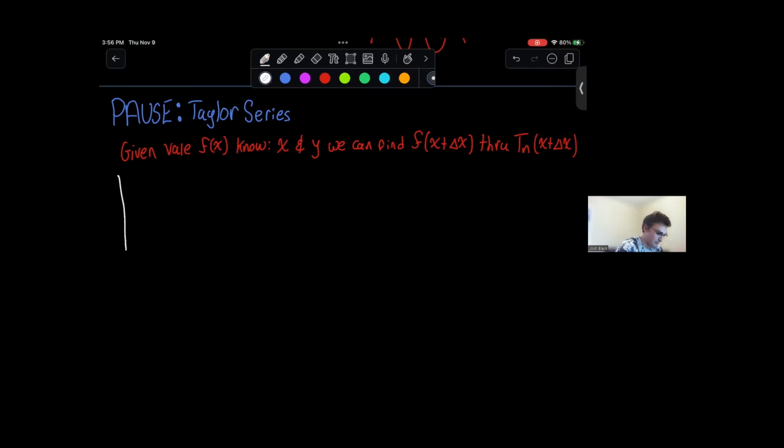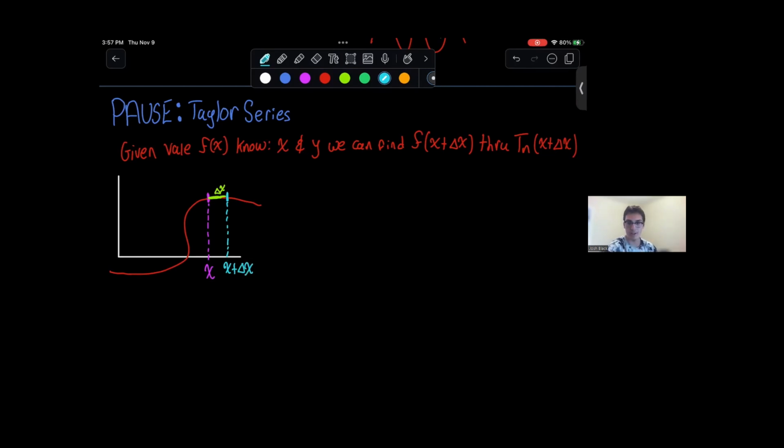So given a graph, let's say we have a function that kind of looks like this. If this is my x value, our step might be this width. So then this value is x plus delta x.